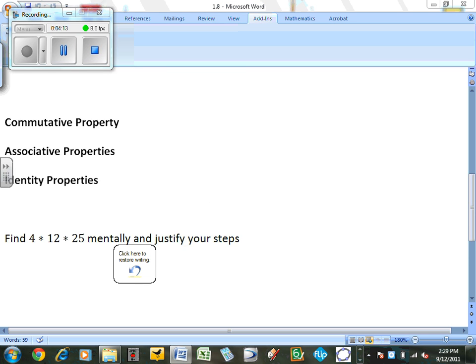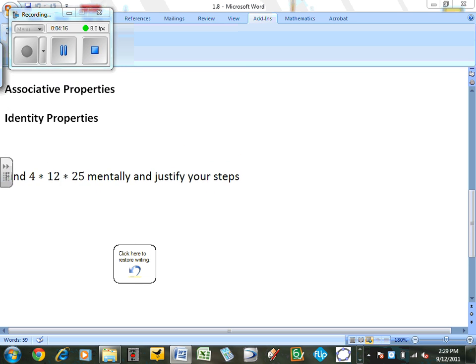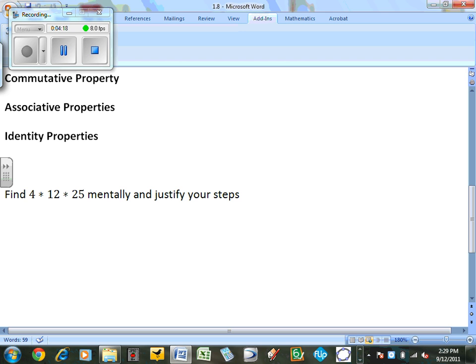Here's how you can use the associative property and the commutative property to make things easier. Let's think of this. It says find 4 times 12 times 25 mentally and justify your steps. Well, we can adjust this to something that we know is much easier. I know if I have 4 quarters, I have $1, right? So I know that goes together pretty well. So we use the commutative property to rewrite this as 4 times 25 times 12. And then I use the associative property by grouping this first. Let's do 4 times 25 first. 4 times 25 is 100 times 12.